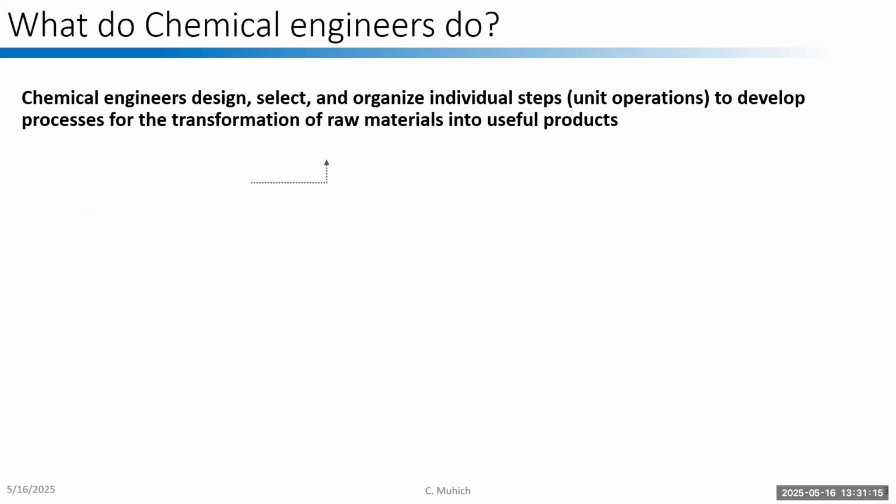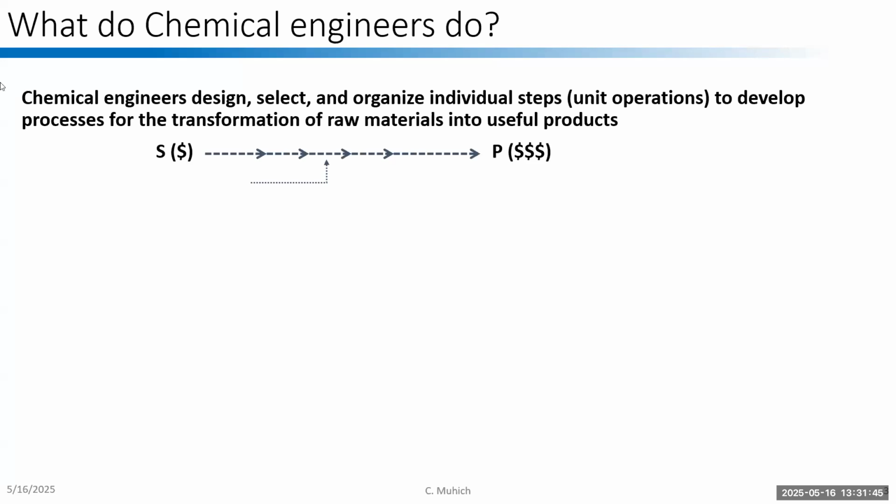So first, I want to go through and discuss what do chemical engineers actually do? Well, chemical engineers design, select, organize individual steps to do a transformation of raw materials into useful products. What does that mean? That means that we take some sort of liquid, gas, or solid and transform it into some sort of other chemical material.